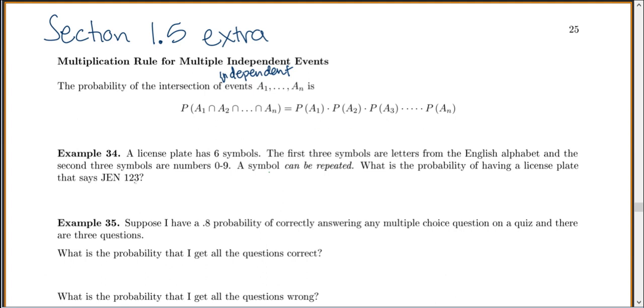So let's try this. We have a license plate, has 6 symbols. The first 3 symbols are letters from the English alphabet. The second 3 symbols are numbers 0 through 9. A symbol can be repeated. Now, because it can be repeated, that means that if I get an A the first time, that doesn't affect what I can get the next time. So these are independent.